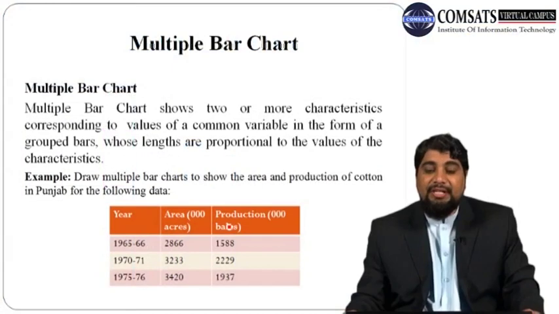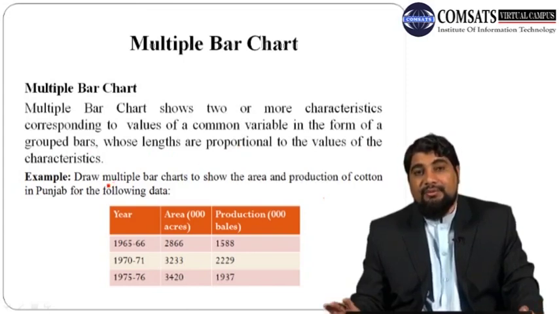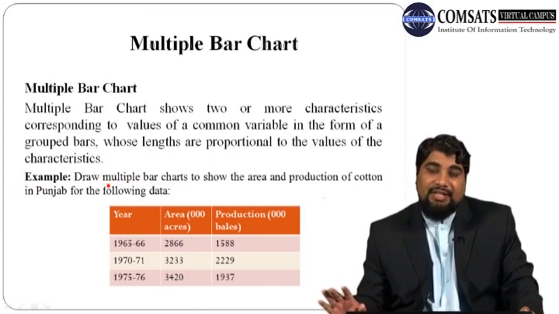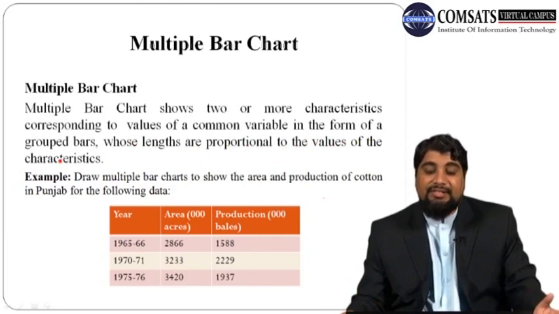Next we discuss the multiple bar chart. A multiple bar chart shows two or more characteristics corresponding to values of a common variable in the form of grouped bars, whose lengths are proportional to the values of the characteristics. Here we construct a bar chart containing different bars, one for each category. The length of each bar is proportional to the values of the characteristic. Let us explain this idea with the help of an example.